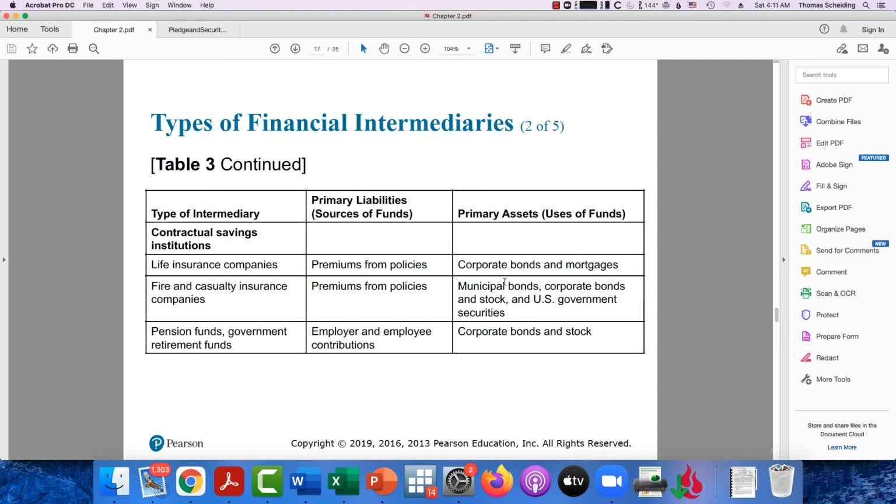And then you've got pension funds. Again, as I kind of mentioned in my previous lecture, I belong to the employee retirement system of Hawaii. I put in 9%. My employer is supposed to be putting in 20%. And together, the ERS uses that money and makes various investments.